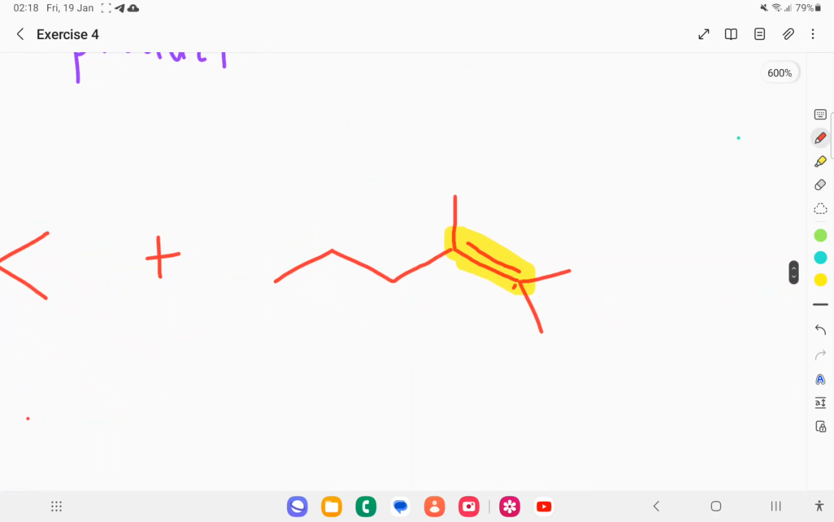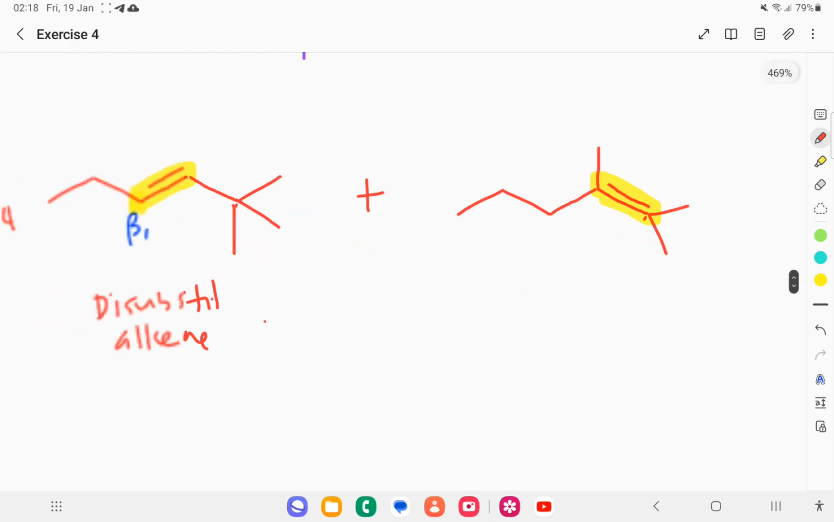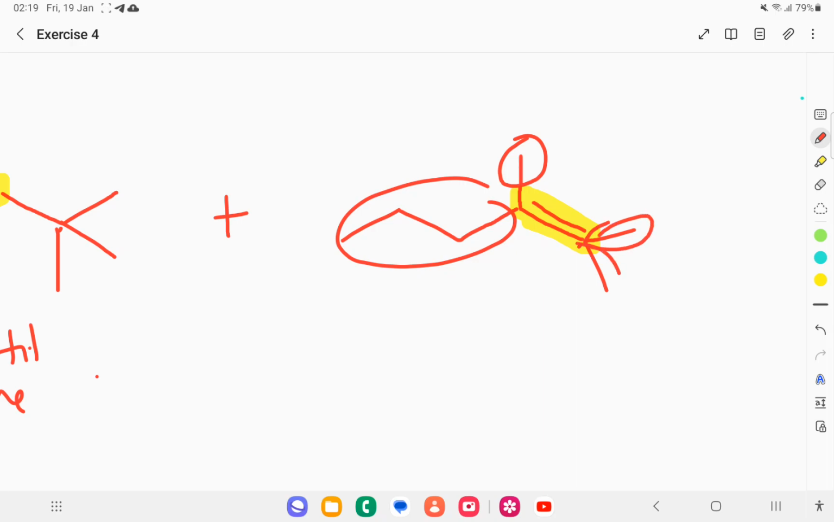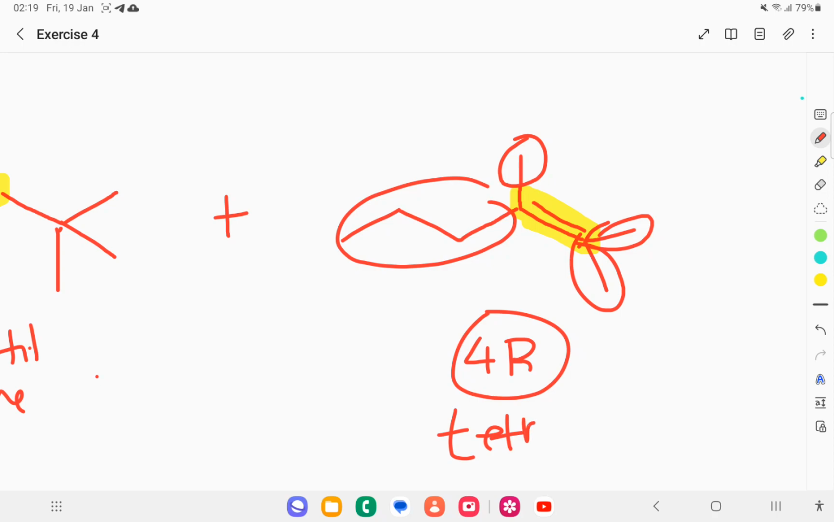So let's determine the substitution of this alkene, the second product. 1 methyl group, 2 a propyl group, CH2, CH2, CH3, and then 3 a methyl group, 4 another methyl group. So this is a tetrasubstituted alkene. The rearranged product is known as tetrasubstituted.